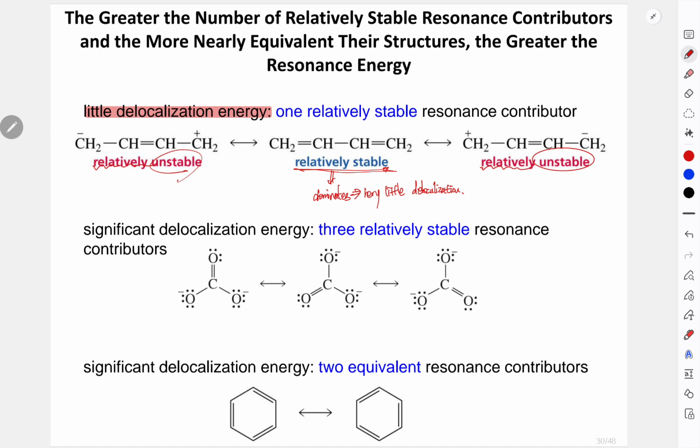As we studied earlier today, you have two identical resonance contributors. So in this case, you can expect gaining significant delocalization energy. Basically, you have two equivalent, two identical resonance contributors.